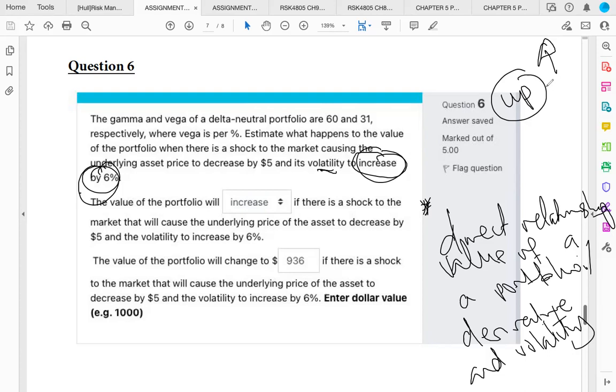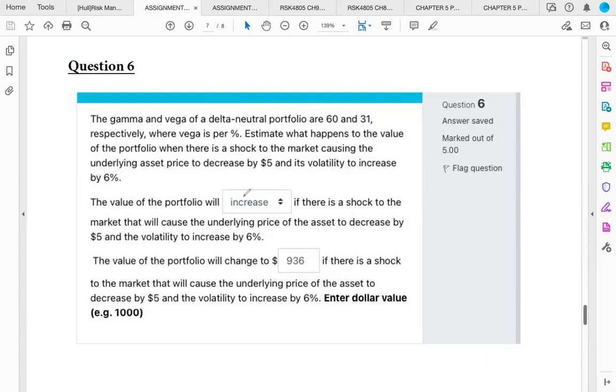In this case, we're looking at delta and gamma. We're talking about portfolios which have derivatives, right? So there's a direct relationship between volatility and the value of a portfolio, right? Likewise, when there's a decrease in volatility, the value of a portfolio which holds derivatives will also go down. So the value of our portfolio will increase because there's been an increase in volatility. However, if we had been told that there's been a decrease in volatility, that negatively affects the value of a portfolio with derivatives, so there would be a decrease there.